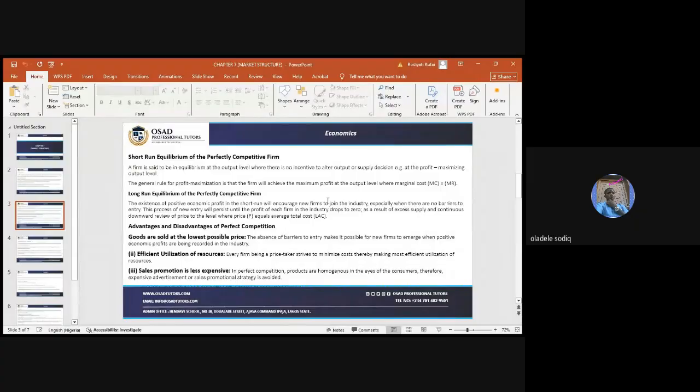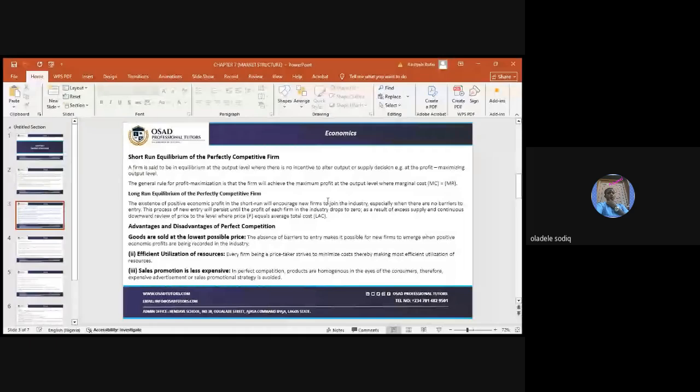There is efficient utilization of resources. Every firm is a price taker. That is, price taker means everybody has access to the price of the product, so nothing is hidden in the market. Another one is that sales promotion is less expensive.